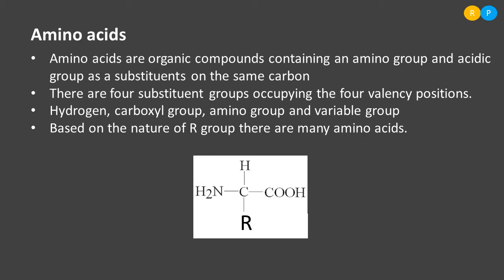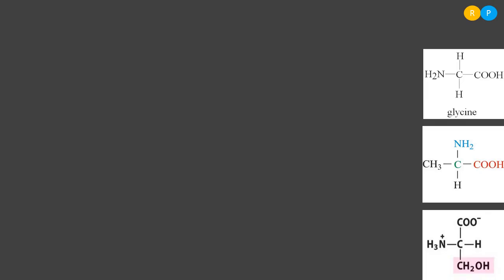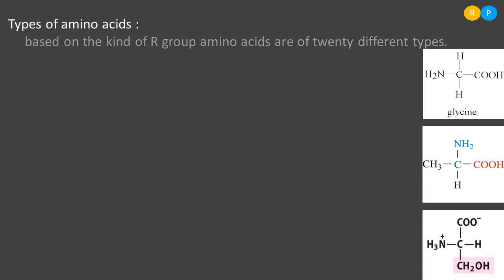Understood? Because amino acids participate in protein formation, they are called the building blocks of protein. In protein formation amino acids are very essential. Many amino acids bond with one another with a peptide bond and form a long chain. That long chain is nothing but the protein chain. So amino acids are called the building blocks of protein, right? Let us see the different types of amino acids based on the kind of variable group.